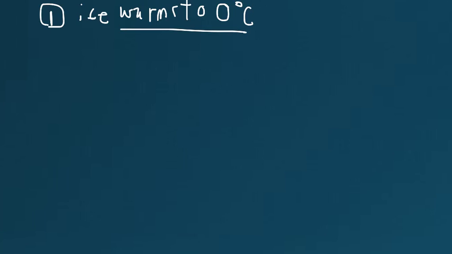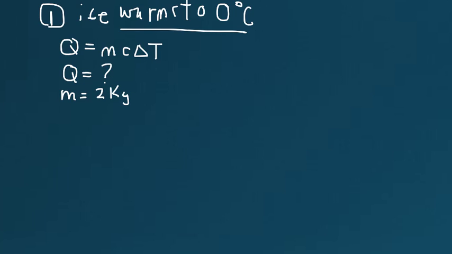Okay, so for the ice to warm to 0 degrees Celsius, we're going to use our Q equals mc delta T formula. We're going to write down our knowns and unknowns. So we don't know the Q. The mass is 2 kilograms. The C of water is 4,180 joules per kilogram degrees Celsius.